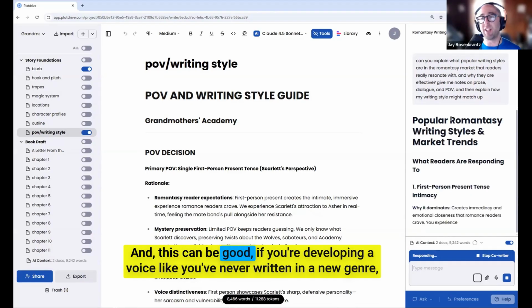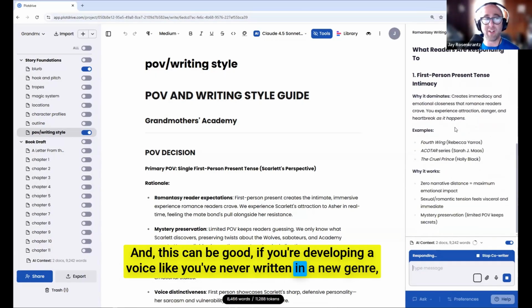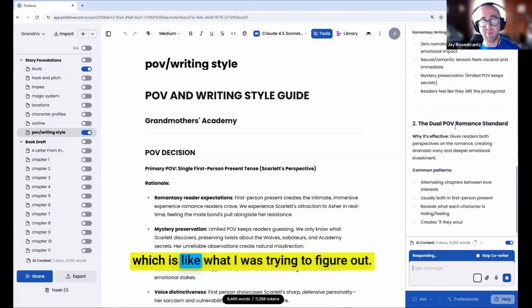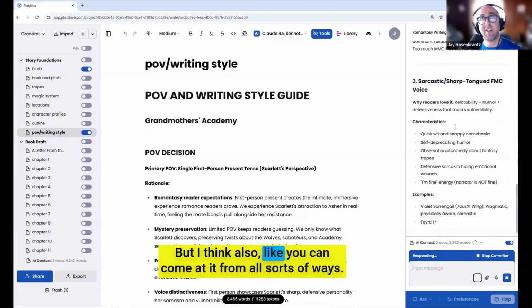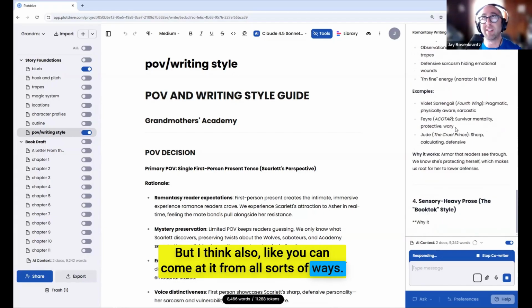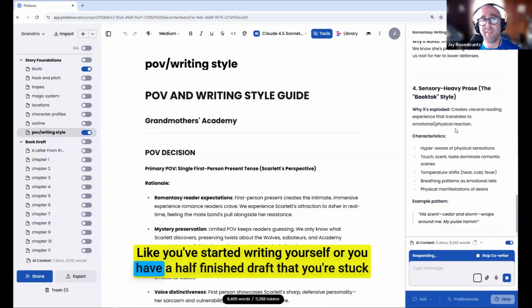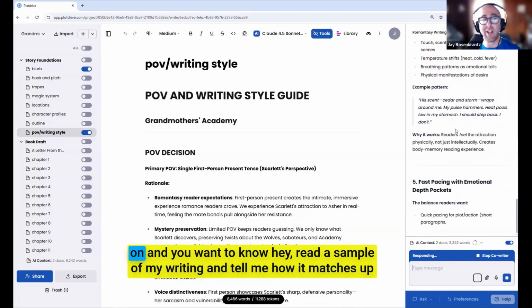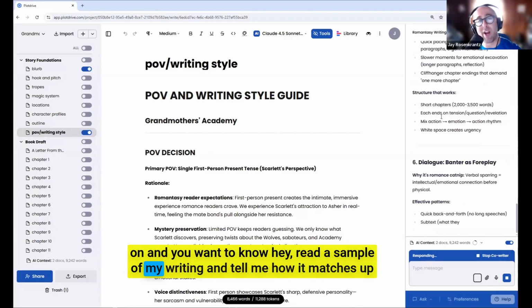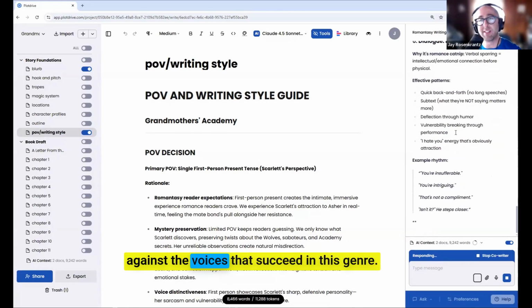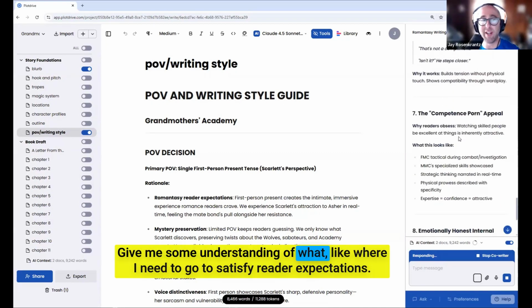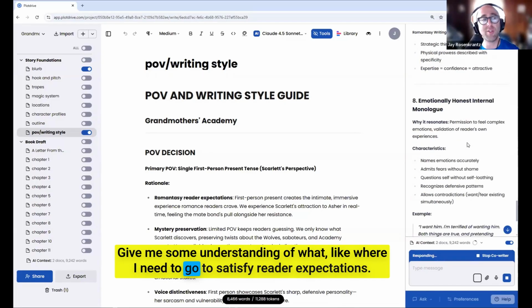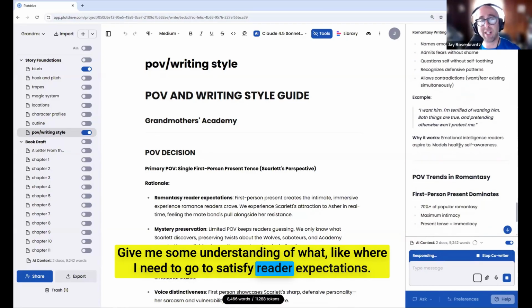And this can be good if you're developing a voice, like you've never written in a new genre, which was what I was trying to figure out. But I think you can come at it from all sorts of ways. Like you started writing yourself, or you have a half finished draft that you're stuck on, and you want to know, hey, read a sample of my writing and tell me how it matches up against the voices that succeed in this genre. Give me some understanding of where I need to go to satisfy reader expectations.